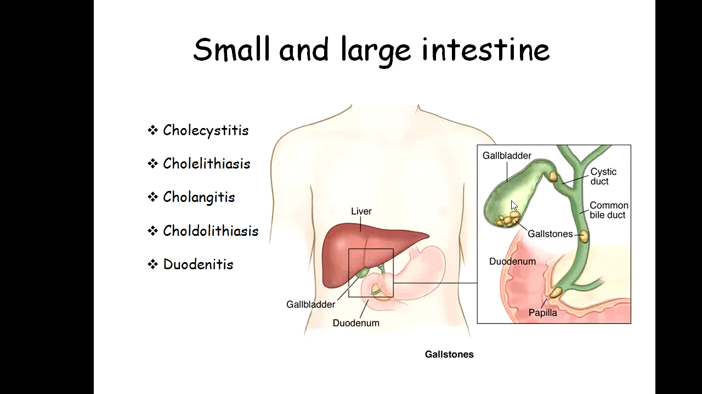The inflammation of the gallbladder takes place due to some bacteria, some irritant, or some other factors. But cholecystitis may also take place due to the presence of gallstone. But cholecystitis is just the inflammation of the gallbladder. Cholelithiasis. Cholelithiasis is the presence of stone inside the gallbladder. The presence of stone inside the gallbladder is called cholelithiasis, or the gallstone.